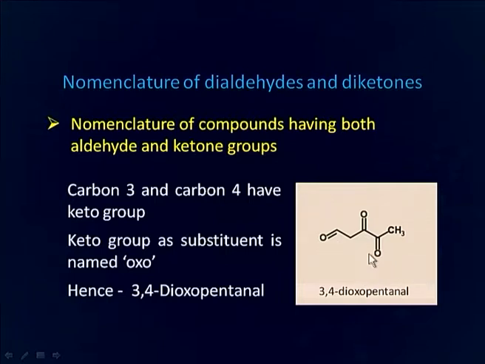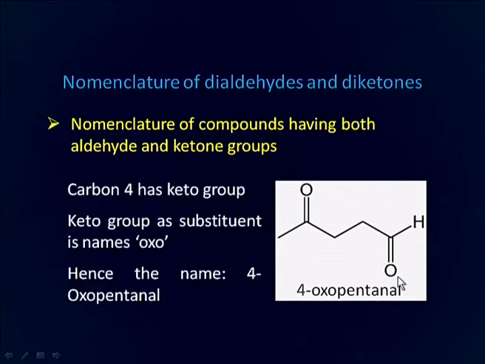Like in this case you can see we have here this ketonic group, this is also a ketonic group and this is an aldehyde group. Position 3 and 4 has the keto substitution. When ketonic group is present as substituent, it is not called keto group, it is called oxo, and that is why the name of the molecule is 3,4-dioxopentanal, a 5-carbon aldehyde.